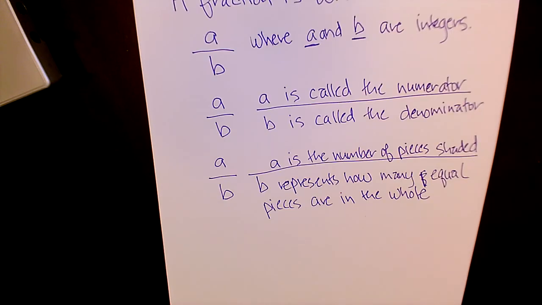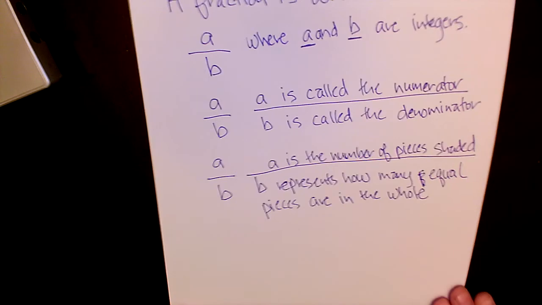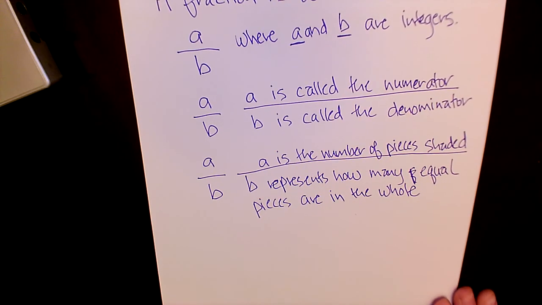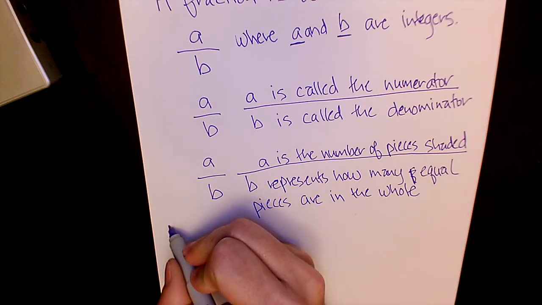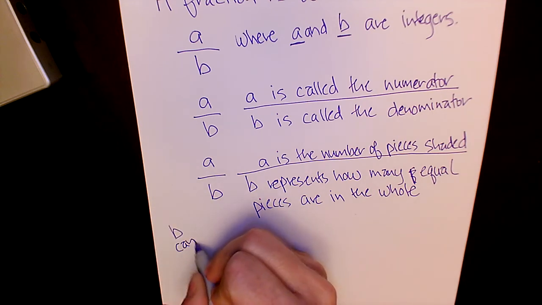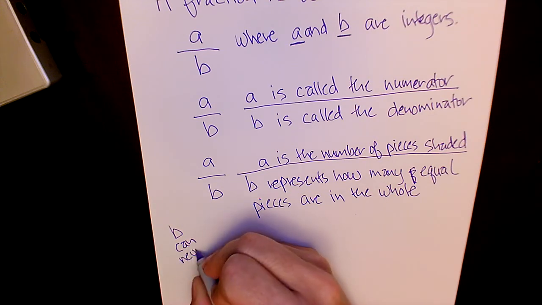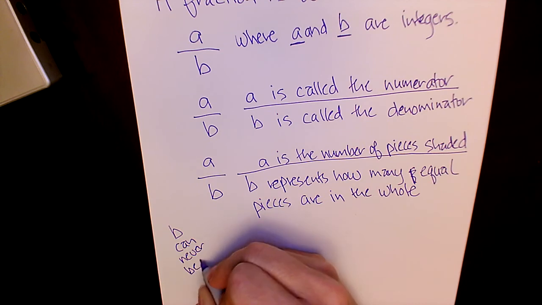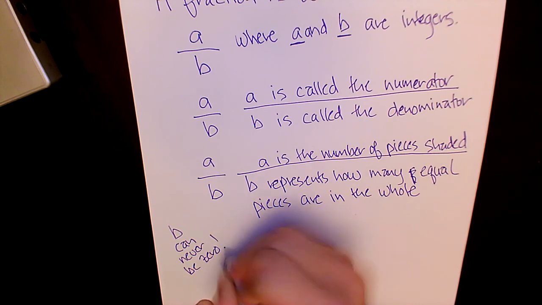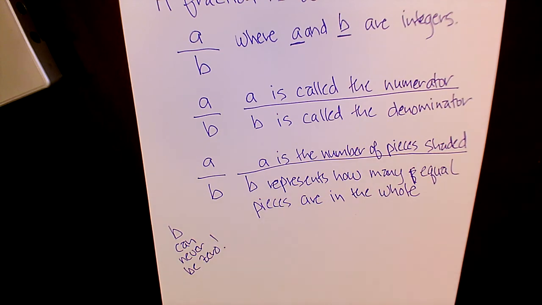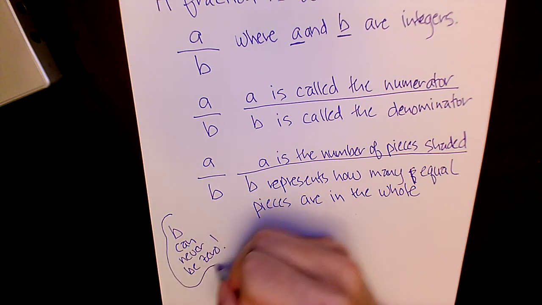So, a is the numerator, number of pieces that are shaded or included, it says included in the book. b is the denominator, is on the bottom. How many total equal pieces there are in the whole. b can never be 0, right? Because we can never divide by 0. This is just a note to the side.